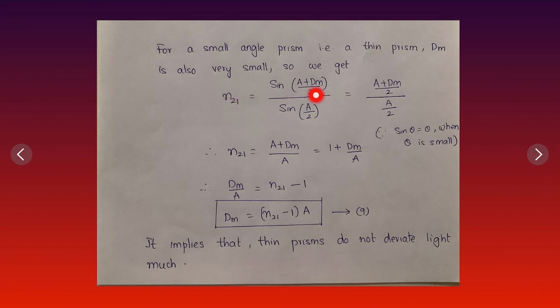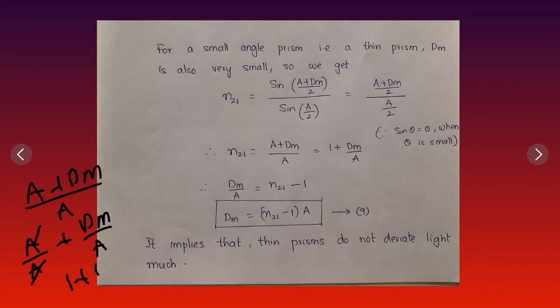Therefore, n21 is equal to (A plus Dm) by 2 divided by A by 2. 2 and 2 cancel, we get (A plus Dm) by A. That is, we can write (A plus Dm) whole divided by A, then A by A plus Dm by A, then A and A cancel, 1 plus Dm by A. So that is what we got here: n21 is equal to 1 plus Dm by A.